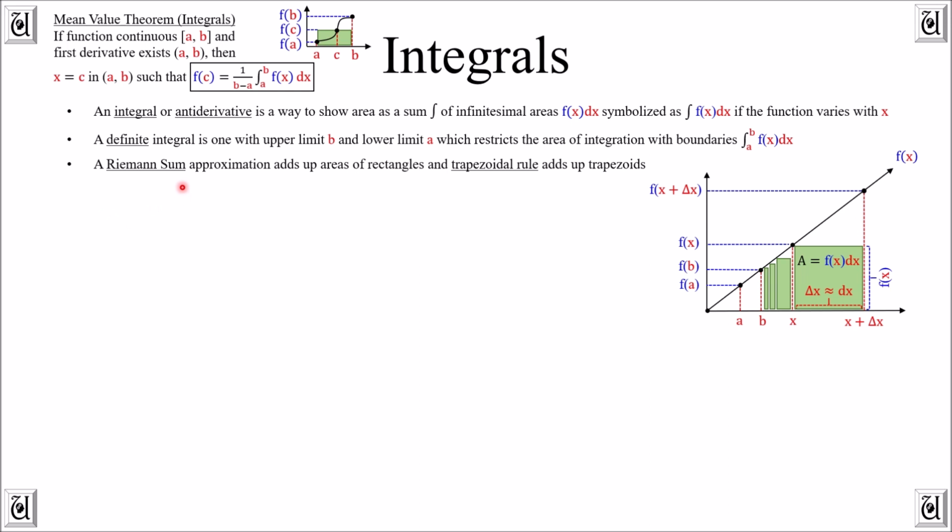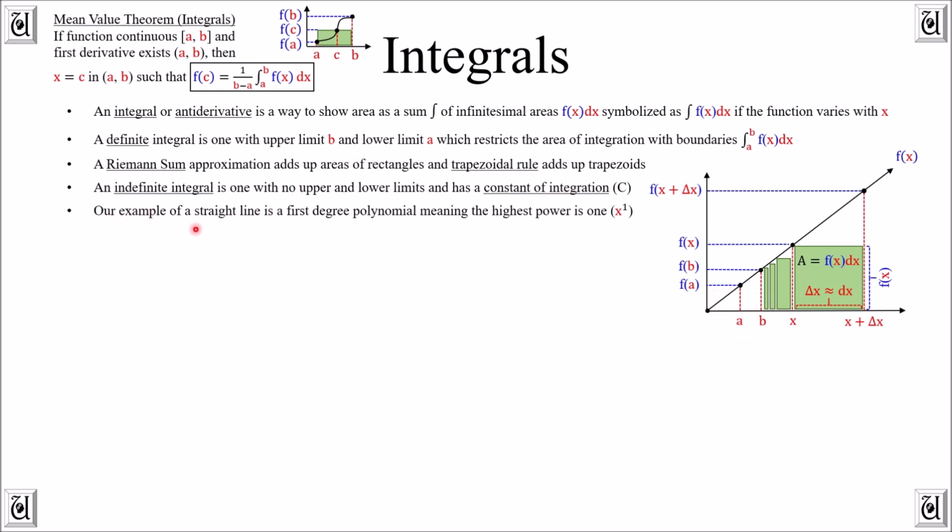All right, now a Riemann sum is an approximation which adds up all these little rectangles. And then you can also have the trapezoidal rule, and it adds up trapezoids, but those are just approximations. And so we also have something called an indefinite integral, and then you don't have any bounds at all, and so it's really hard to actually evaluate, so we just always have this constant of integration, so we don't really know where we're integrating.